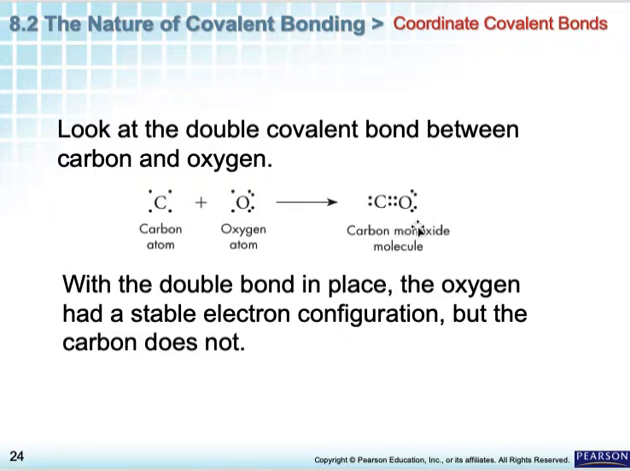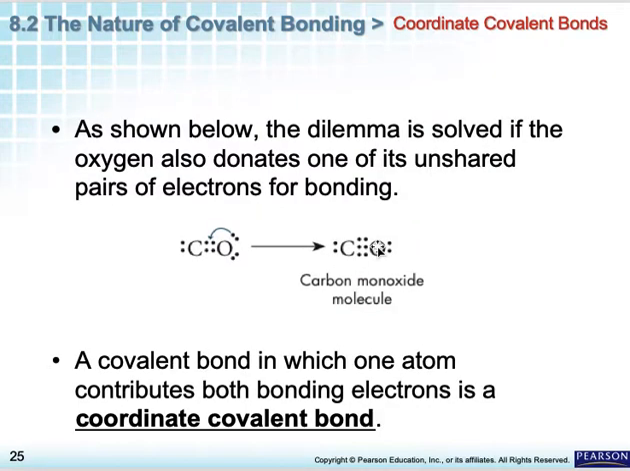Oxygen has 2, 4, 6, 8. It's satisfied. But since carbon is not, we're going to do something where we take one of these pairs and make another bond between carbon and oxygen. And that would give us a triple bond between carbon and oxygen. Each one would have a lone pair. This is called a coordinate covalent bond. And that's where one atom contributes 2 electrons to make a bond.